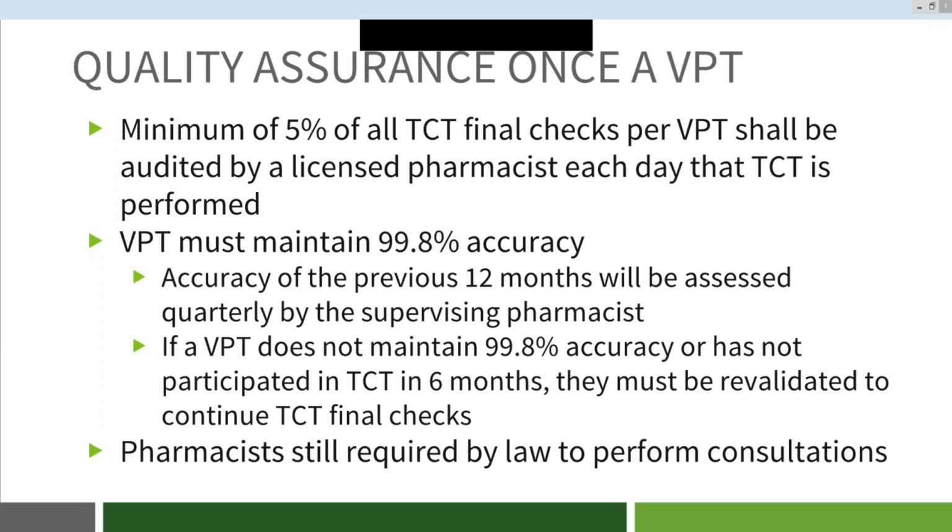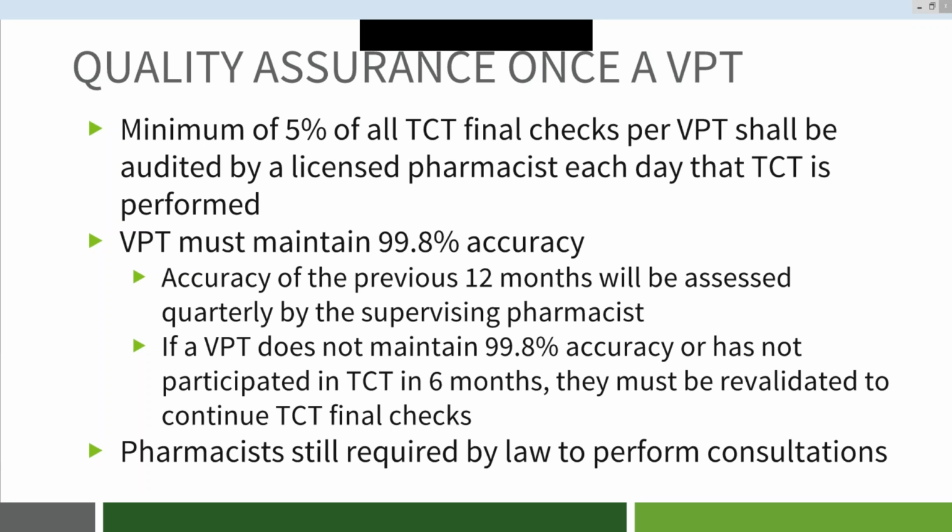Quality assurance measures are in place to ensure the accuracy of a VPT is maintained after the initial validation process. 5% of the total number of final checks will be audited by a pharmacist each day TCT is conducted. All errors will be recorded and individual logs will be kept for each VPT. For example, if VPT A completed 200 final checks during the day, a pharmacist must audit a minimum of 10 final checks completed by VPT A during that day to ensure their accuracy.